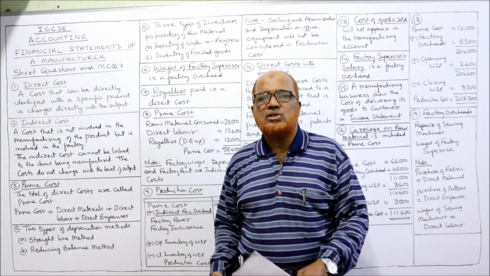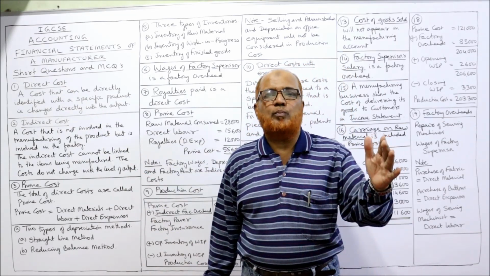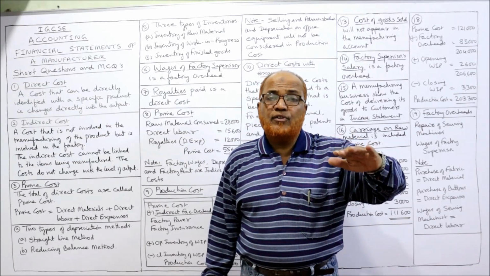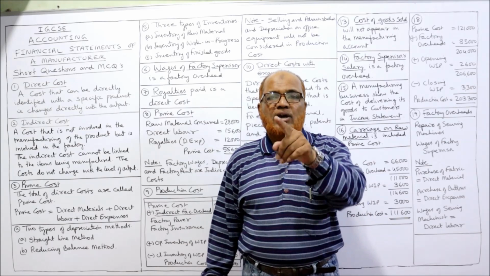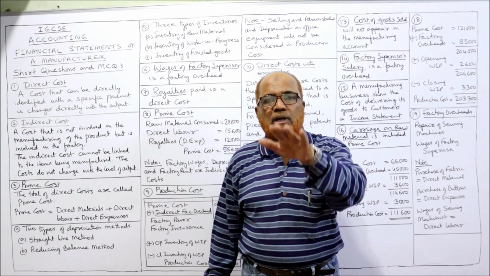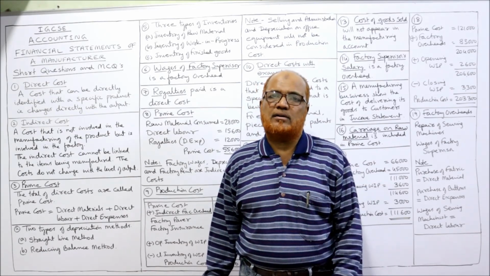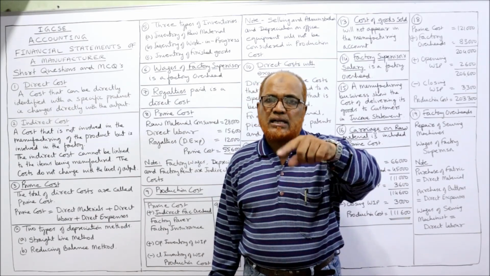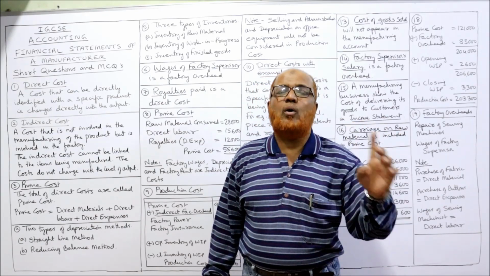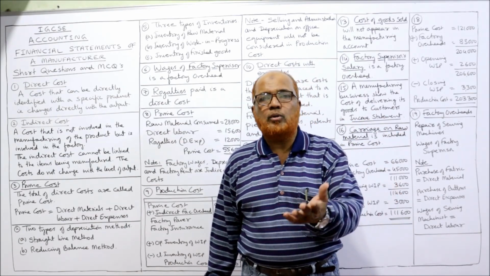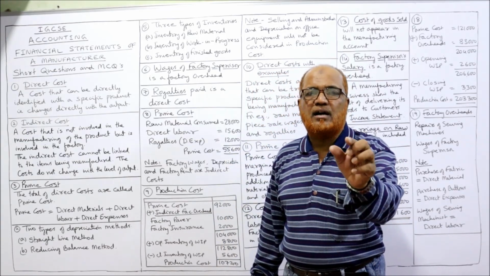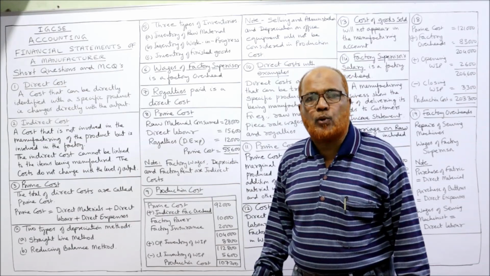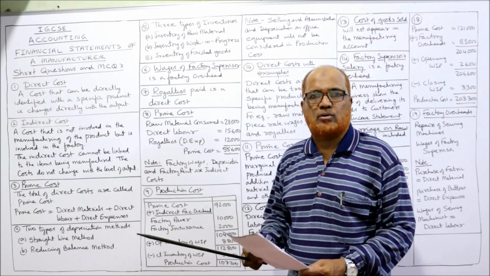That means the direct cost will directly change with the output. If you produce more output, more direct cost will be required. If you produce less output, less direct cost is required. So direct costs are directly related with the output. Higher the output, more direct cost. The cost which is specifically incurred in making the product is called direct cost.